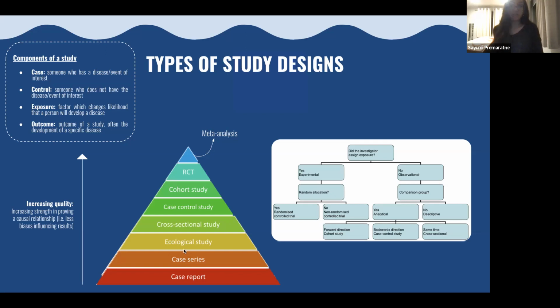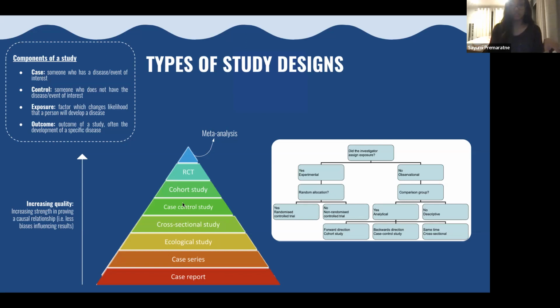If we look at this pyramid, it's pretty easy to remember, and I would suggest remembering this order. You have the case series and case report, which would be the observational descriptive studies, where there's no exposure assigned and there's no comparison group. Those are at the bottom, as well as ecological studies.